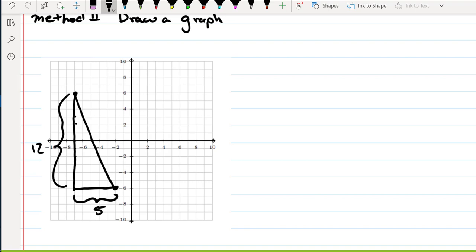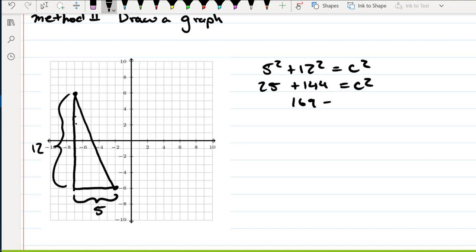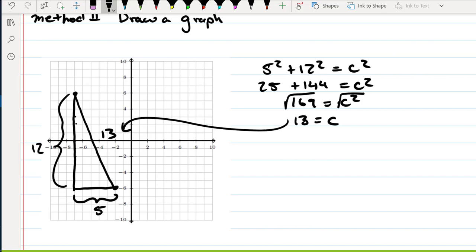Okay, so then if I know A and B, then it's 5 squared plus 12 squared equals C squared, which is 25 plus 144 equals C squared. So 169 equals C squared. Taking the square root, we get 13 is equal to C. Well, that's the same as the distance.